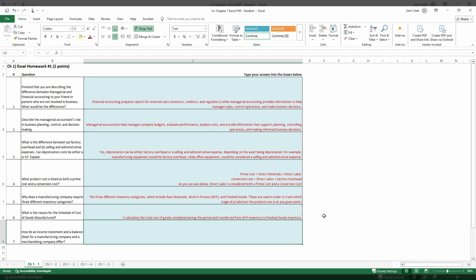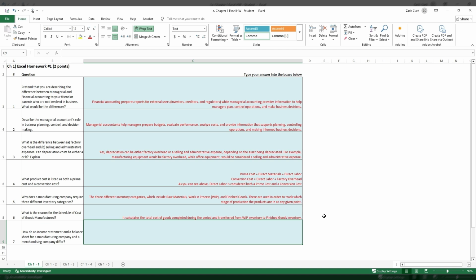This schedule of cost of goods manufactured is the tool, the report we'll use to aggregate those amounts, so we can look at it and see what happened this period, this month, for example: how much moved from raw materials into work in process, how much moved from work in process into finished goods inventory, and how much is in those categories at the end of the period. All really important information to consider for a manufacturing company.